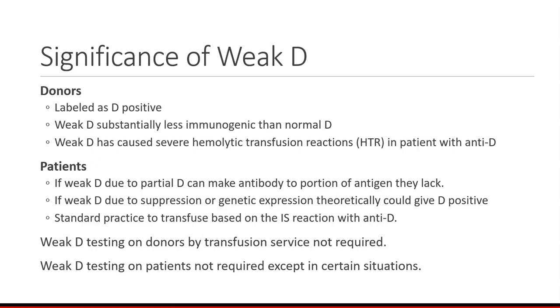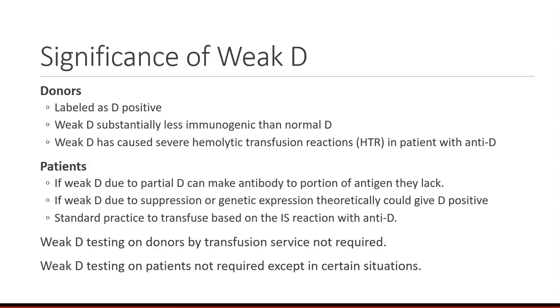So standard practice is to transfuse based on the immediate spin reaction with anti-D. I want to say that one more time. How you're going to select your D type for your patient is based on the immediate spin reaction with anti-D. So on immediate spin, you get negative, and then you do the weak D test and it's positive. It matters not. You're going to transfuse with D negative.